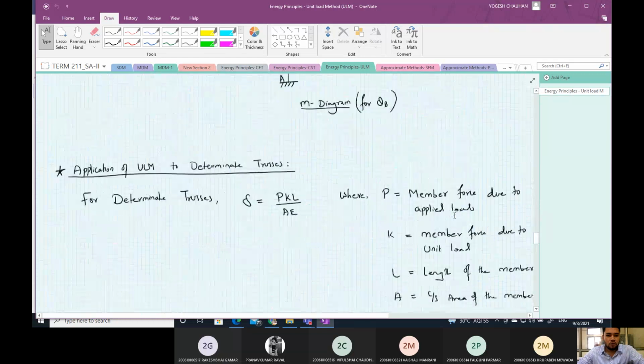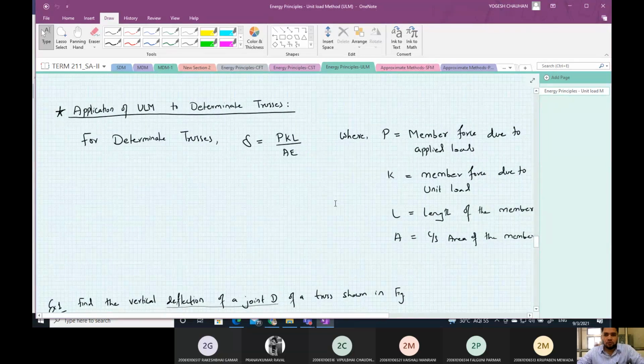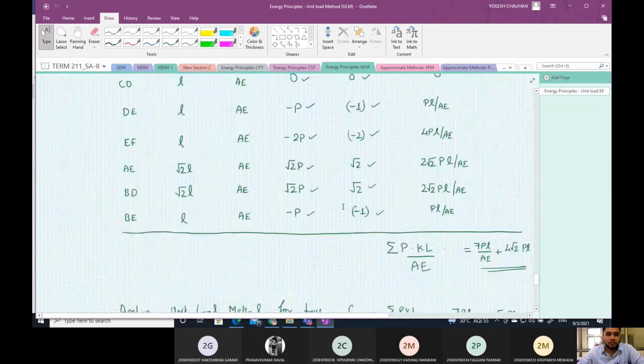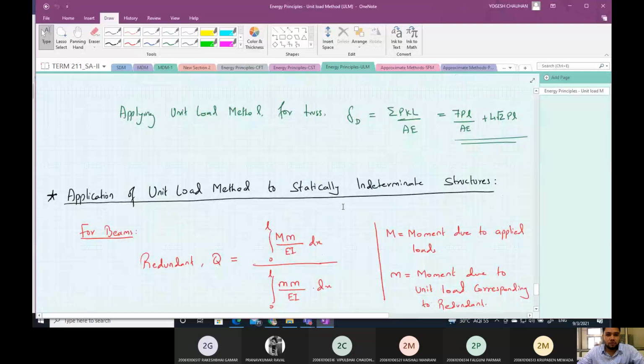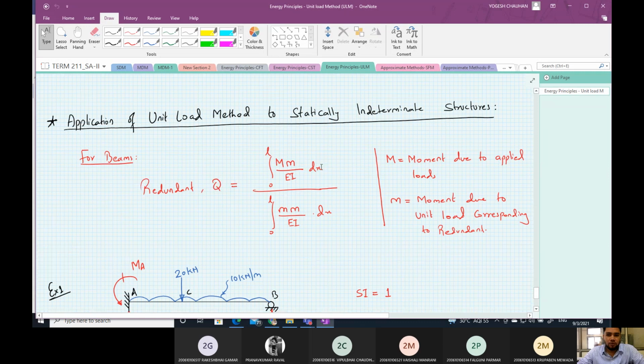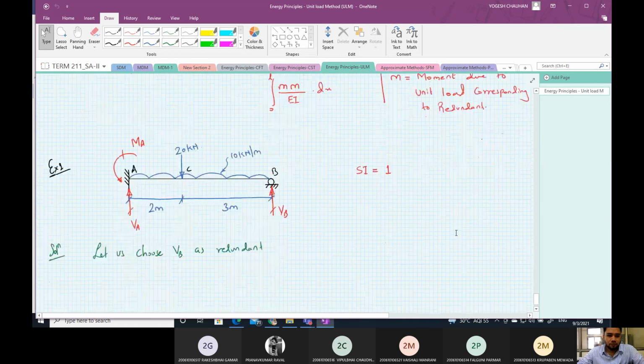So this method can be used as an alternative to Castigliano's second theorem. For beams, the redundant force can be found by this expression, where capital M is the moment due to applied load and small m is the moment due to unit load corresponding to the chosen redundant.